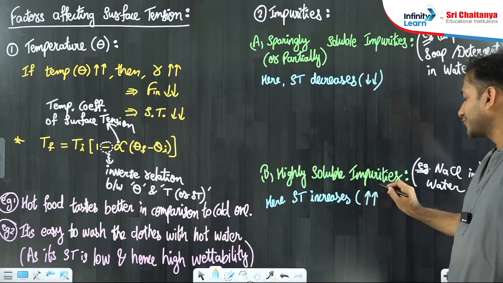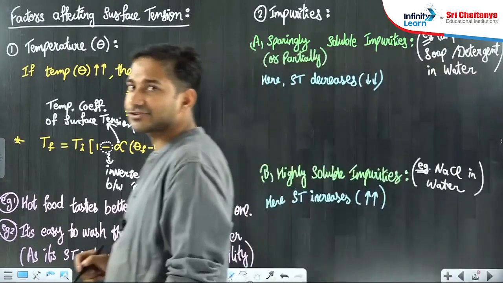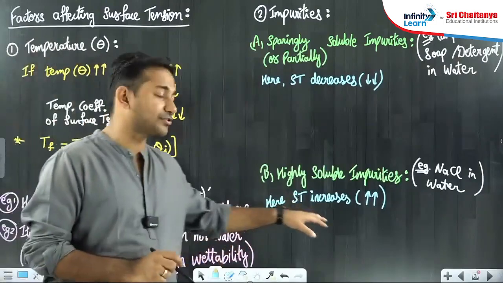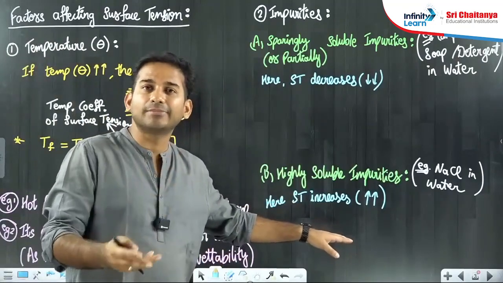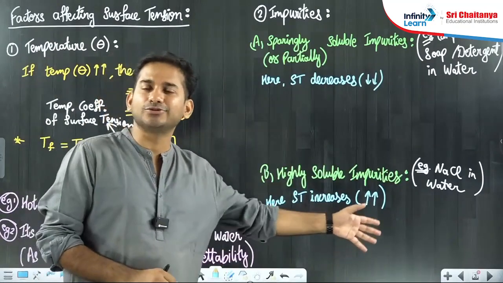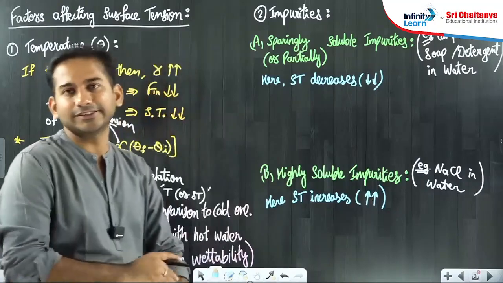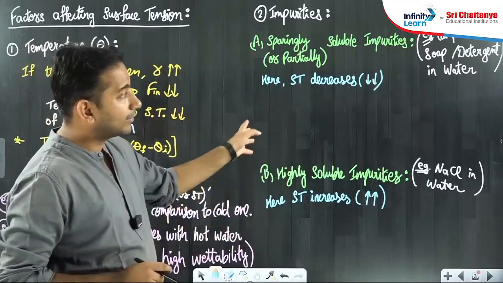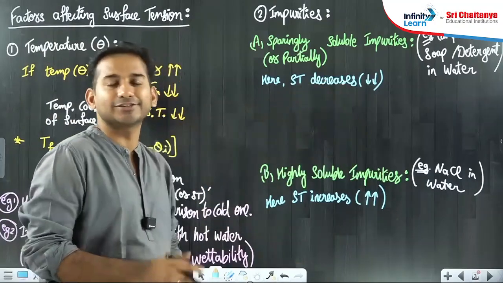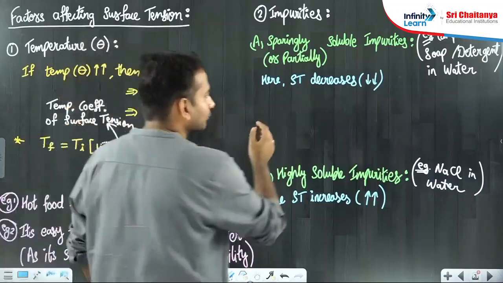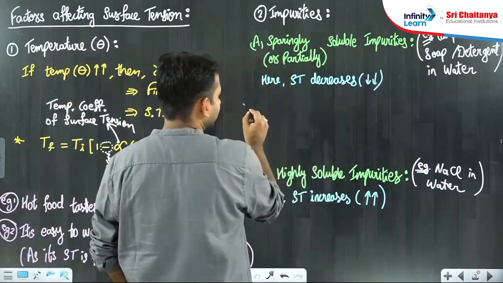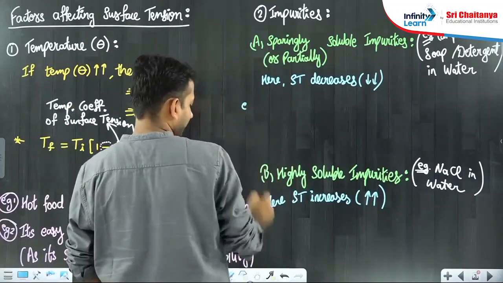That's why if surface tension will increase, salts will be there, surface tension will increase, wetting ability will reduce, and it's not easy to wash the clothes. Okay, it's not easy to wash the clothes. But if you put some soap and detergent, then it is very easy to wash the clothes. So surface tension decreases.